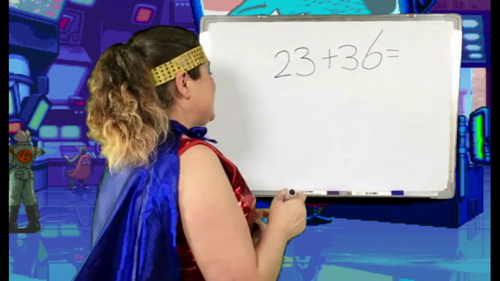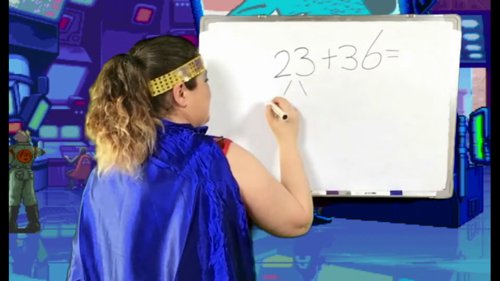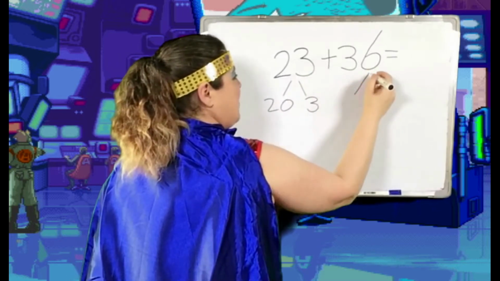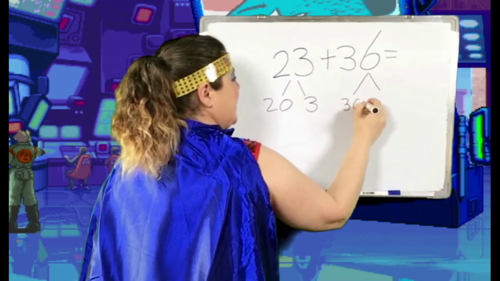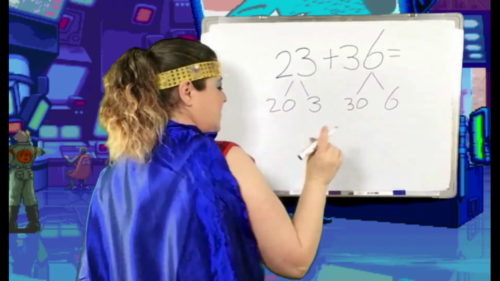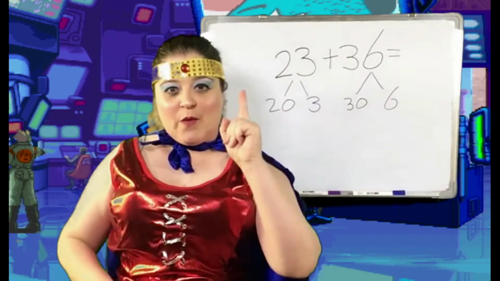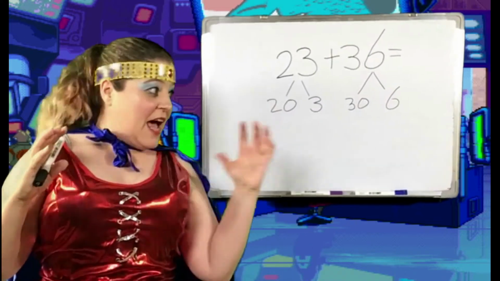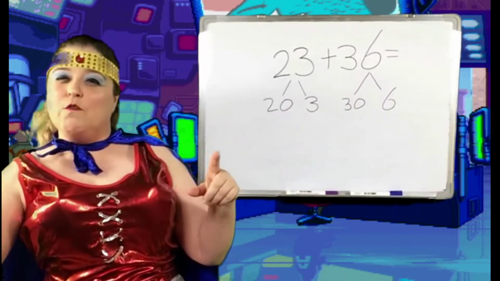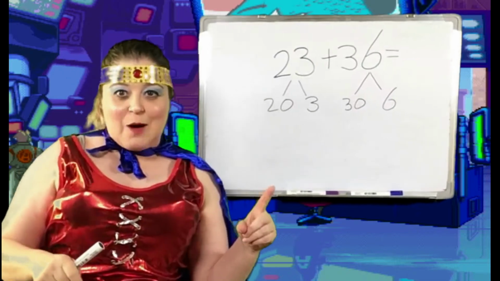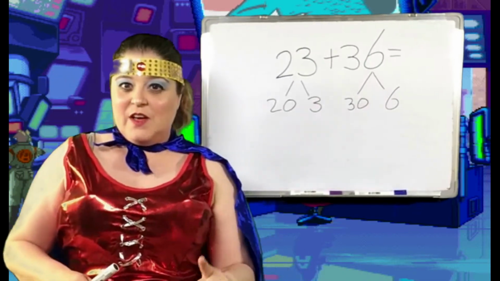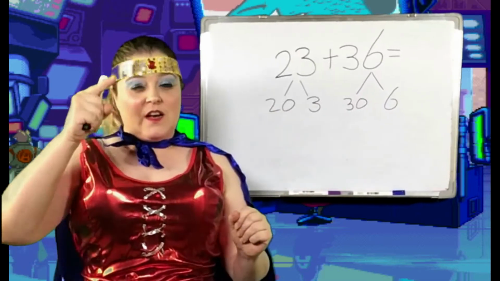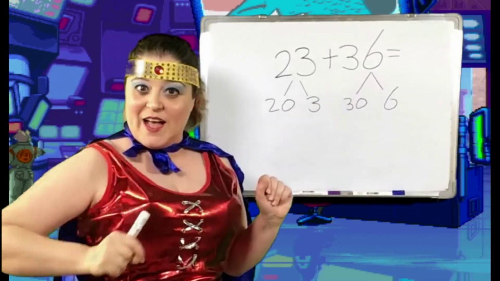Good. You should now have the 23 split into 20 and 3 and the 36 split into 30 and 6. So, our next step is to draw two nice big circles. Well, they're more like ovals. Two ovals. How about that? Underneath. You need an oval large enough to write the tens in and an oval large enough to write the ones in. Go ahead and do that now.